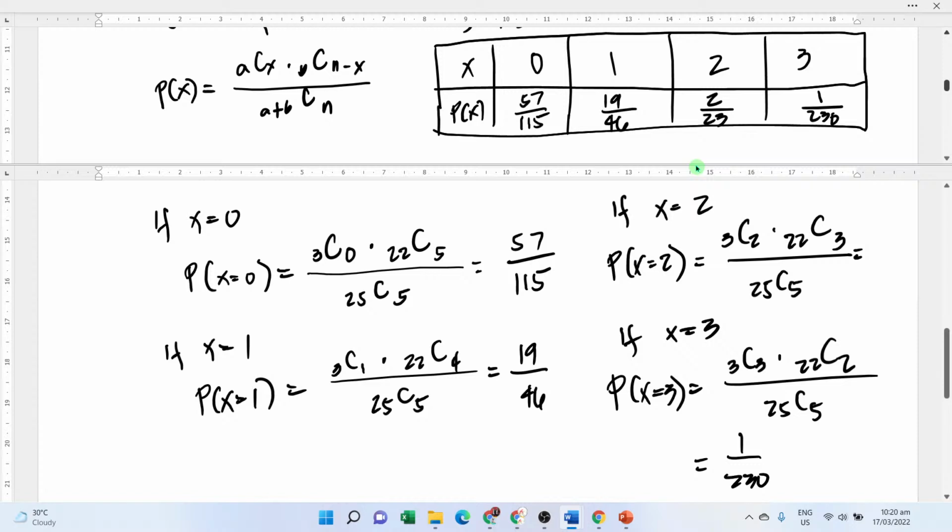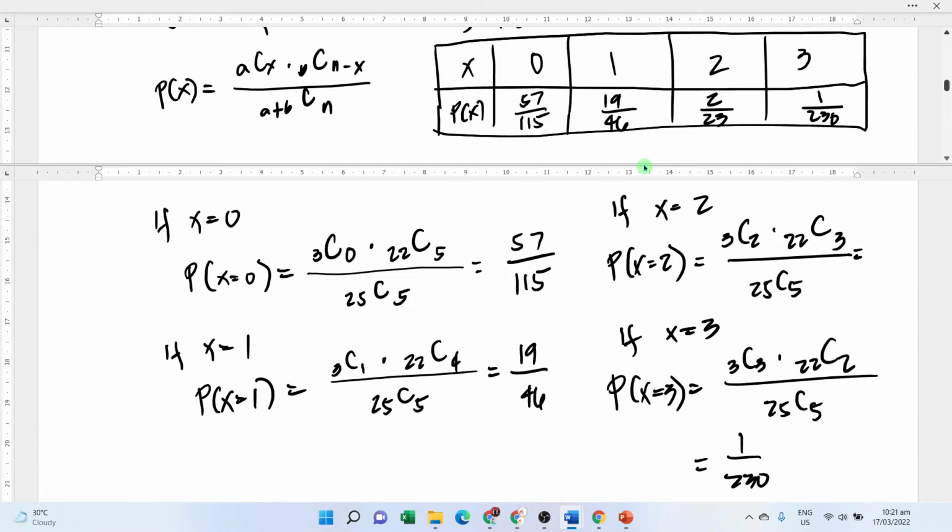Okay, for the purpose of verifying, the sum of all the probabilities must be equal to 1. Let me just check now, because we have different denominators, so it's not easily seen whether the sum is equal to 1. Let us add 57 over 115. I'm trying to add on my calculator. Please do so with yours. And the other is 2 over 23. The last one, 1 over 230. 1 over 2.